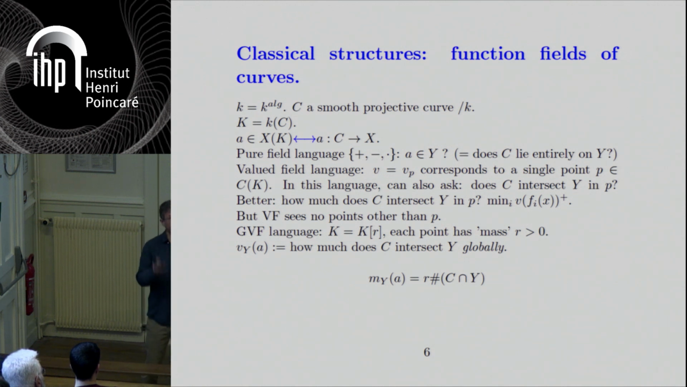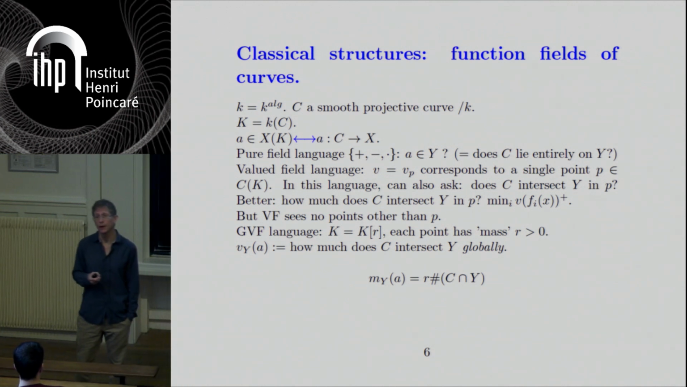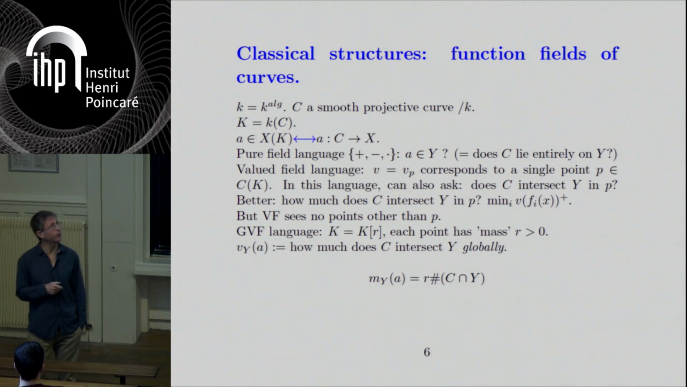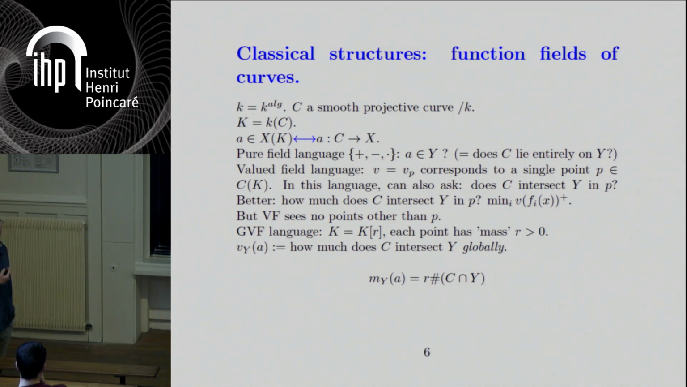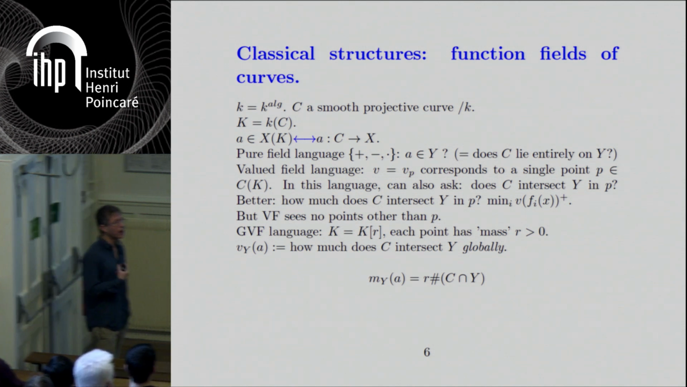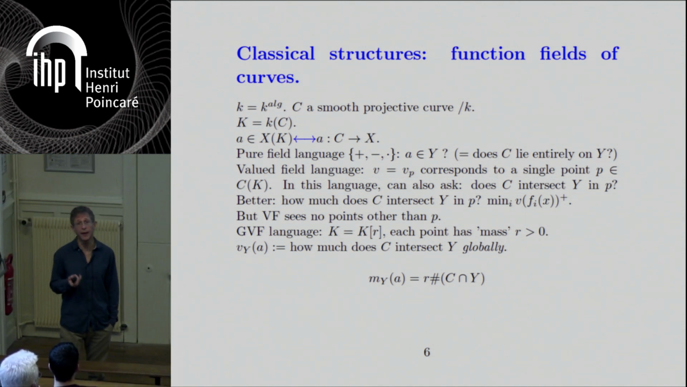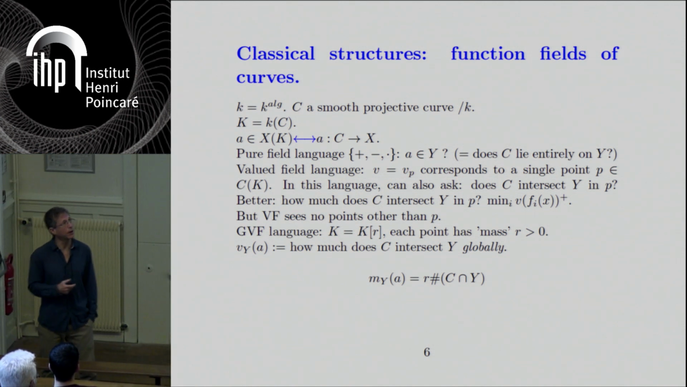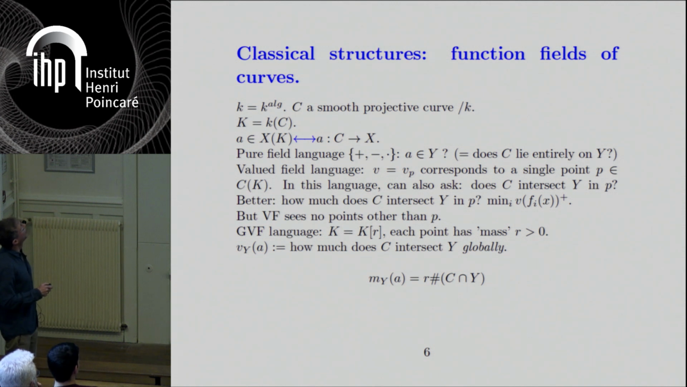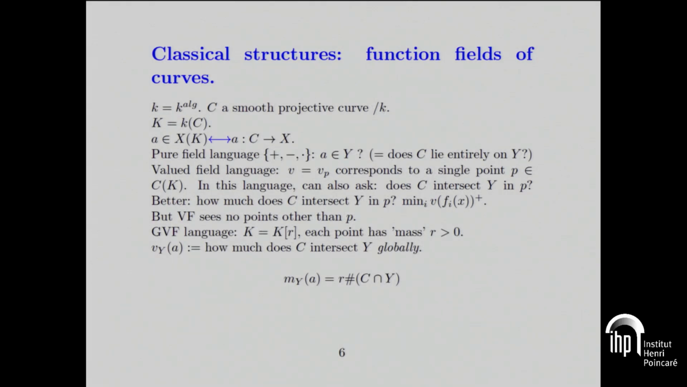It's possible to just write down the universal axioms, and the product formula plays a big part, but I won't do it. I will instead just describe a class of structures whose universal theory is the universal theory of GVF. So let's take a curve over an algebraically closed field. And the field we're interested in is the function field.